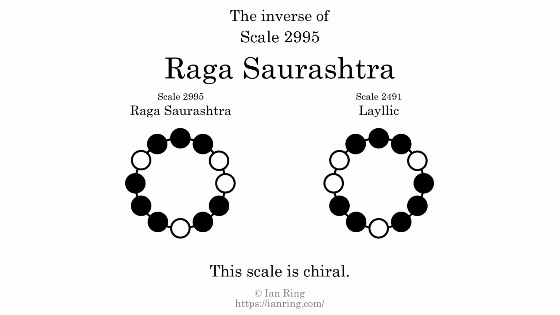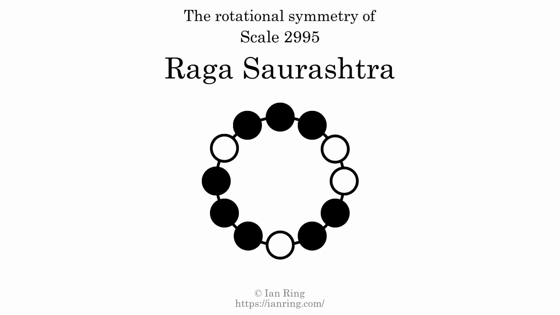The inverse of a scale is a mirror image. It is what you get when the sequence of intervals is reversed. The inverse of this scale is scale 2491, also known as Lalique. This scale is chiral. It cannot transform into its inverse by rotational transformation. This scale has no rotational symmetry.